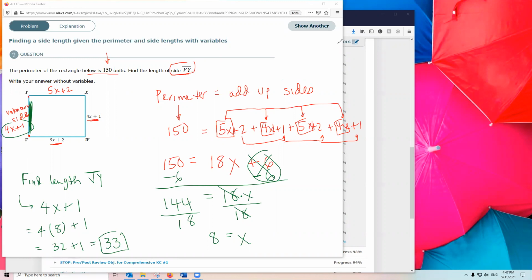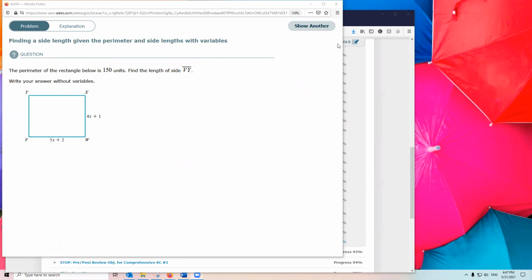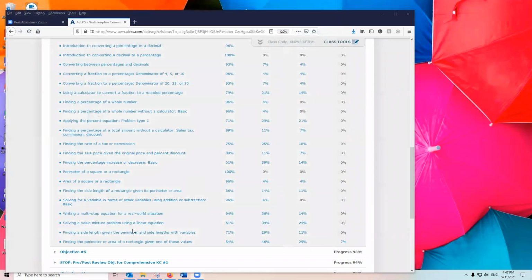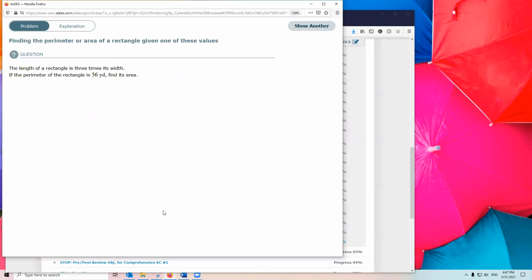All right, let's do a similar example to this, but one that involves area. Let's go down to the bottom. All right, let's take a look at this one. It says the length of a rectangle is 3 times its width. The perimeter is 56. Find its area.